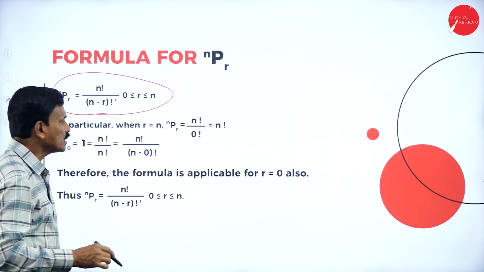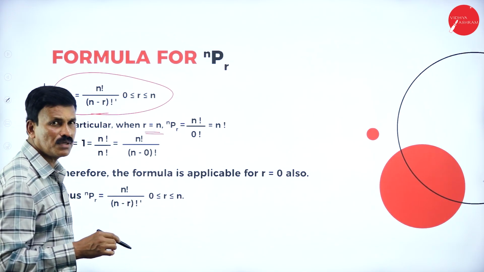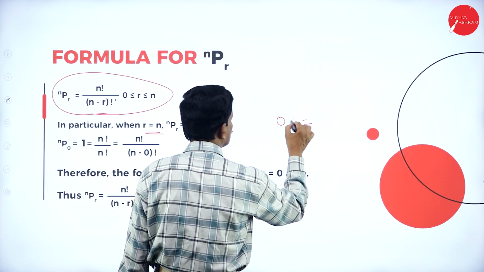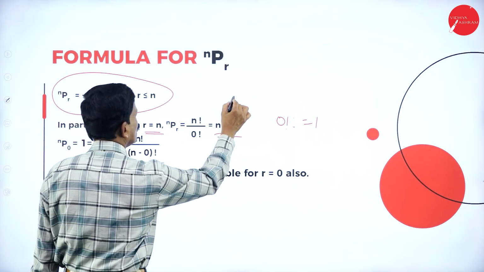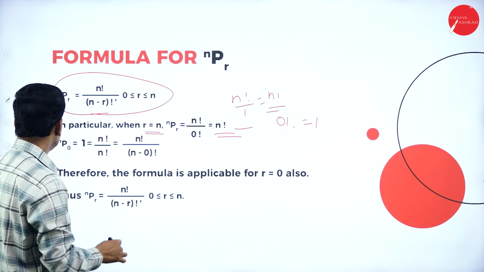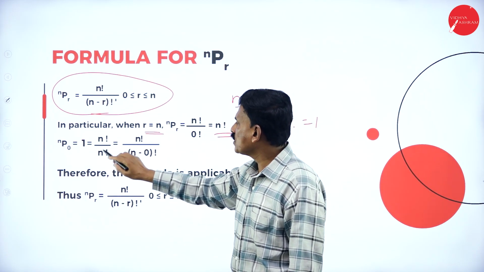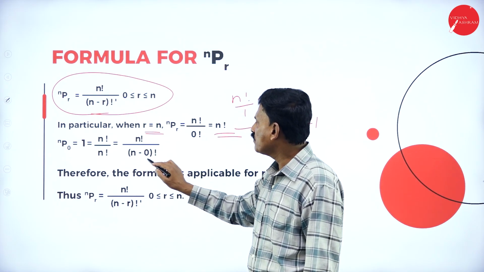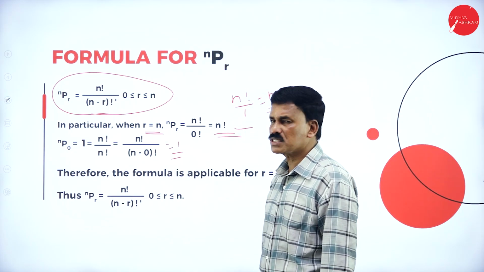So in particular, if r is equal to n, then nPn is nothing but n factorial divided by 0 factorial. Since you know the factorial of 0 is always equal to 1, so 0 factorial is 1. Therefore n factorial divided by 1 is equal to n factorial. Similarly, nP0 is also equal to 1, because n factorial divided by n minus 0 factorial is nothing but n factorial by n factorial, which is equal to 1. So nP0 is equal to 1.